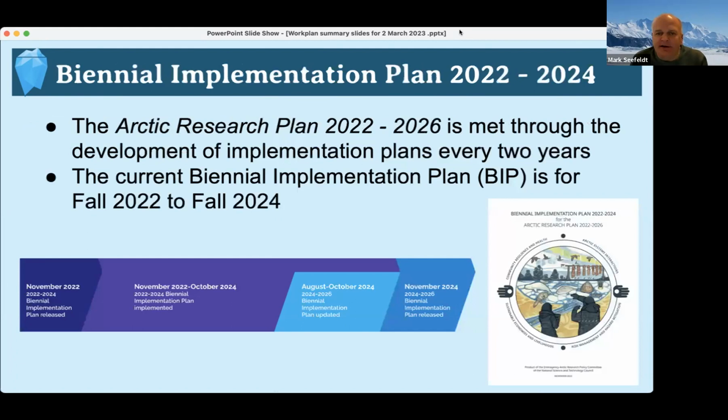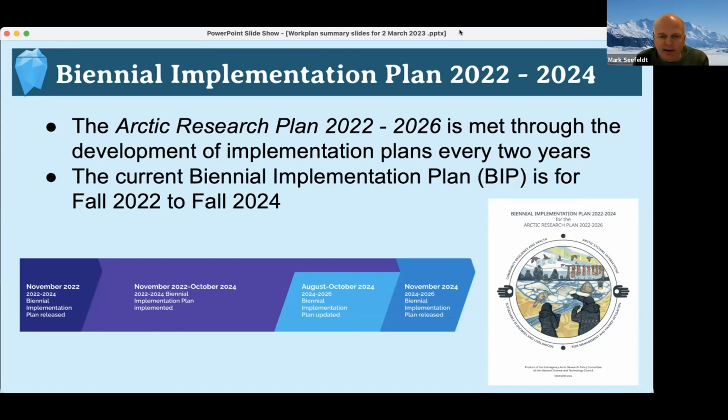Within that, or beyond that, the Arctic Research Plan is met through development of implementation plans every 2 years. The current biennial implementation plan is from fall 2022 to fall 2024. The figure on the lower right is the cover photo from that plan. The timeline shows that this implementation plan was released in November, and it's good through October 2024, during which time, shortly beforehand, it will be updated, and then a new biennial implementation plan will be released.